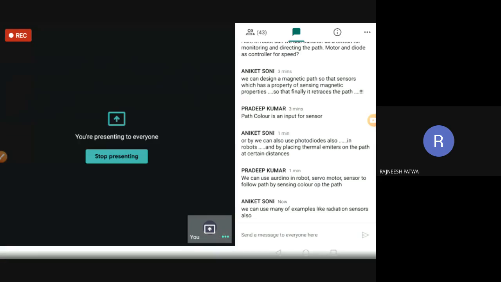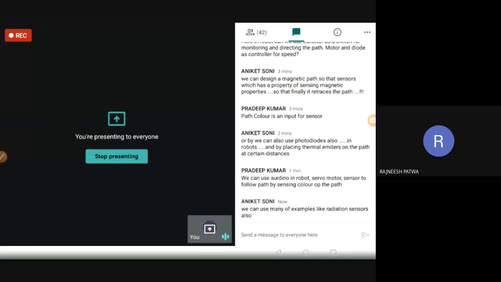Another comment: we can design magnetic paths, with sensors that sense magnetic properties, so that finally it retraces the path. Okay, that is another idea, magnetic properties. But I have not told you to retrace your path. I just told you to follow the line. No need for retracing. We can do advanced things, but it depends on the application. Here you have to follow the line, that's it.